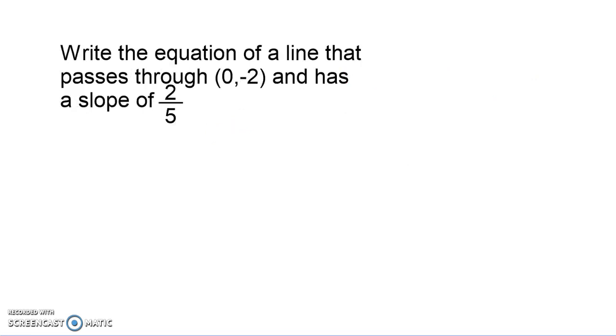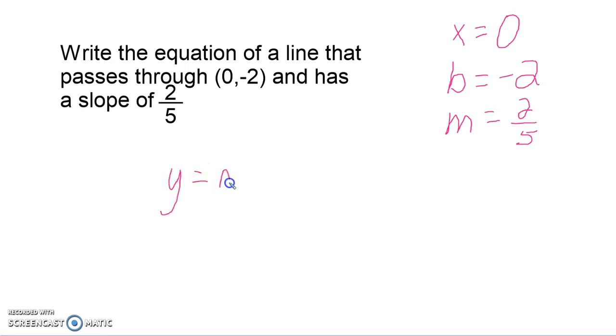Write the equation of a line that passes through (0, -2) and has a slope of 2/5. There's a couple things going on here. We know that there's a point at (0, -2), and because x is equal to 0, we know that must be where our y-intercept is. So our y-intercept, which in this case is b, is going to be equal to -2, and our slope, which is m, is going to be equal to 2/5. Now remember that when it comes to slope, we keep it in a fraction, so we're going to leave it just as 2/5. So we're going to have y is equal to mx plus b.